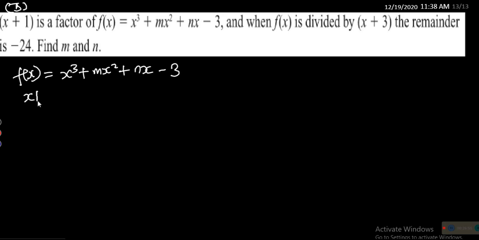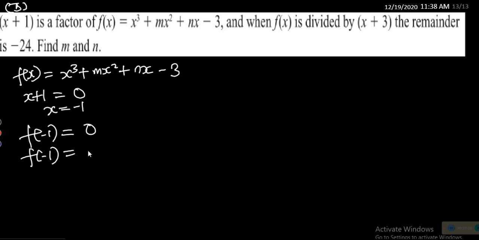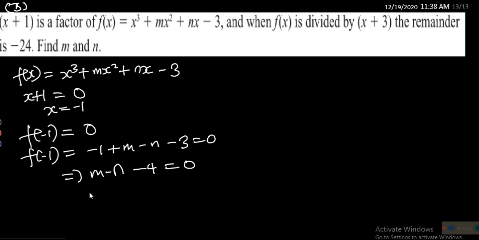And since x plus 1 is a factor, x plus 1 equals 0, x equals minus 1, so it implies that f of minus 1 will be equal to 0, which implies f of minus 1 equals minus 1 plus m minus n minus 3 equals 0. That implies that m minus n minus 4 equals 0. So we have m minus n equals 4. Let's call this equation 1.